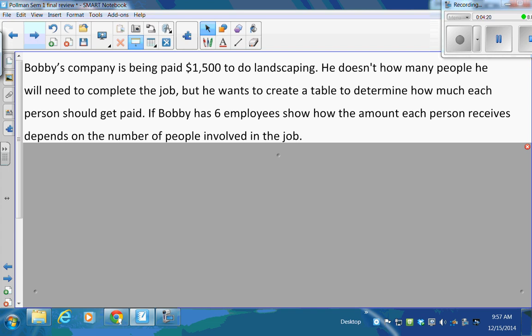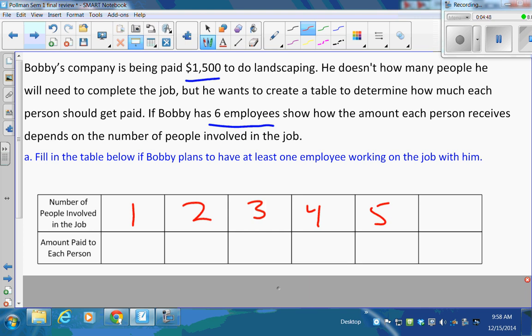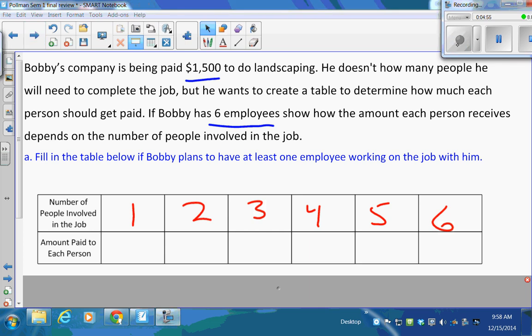Next question, a little bit of a word problem. So Bobby has a company, and he's being paid $1,500 to do landscaping, fix someone's yard. He doesn't know how many people he needs to complete the job, but he wants to create a table to determine how much each person should get. So if Bobby has 6 employees, show the amount each person gets if they help out. So we're going to do my table. 1, 2, 3, 4, 5, and 6. I want you to pause your recording now and complete the table.